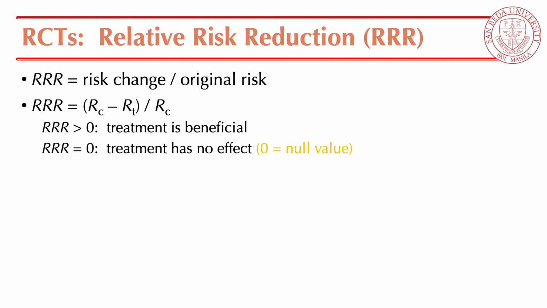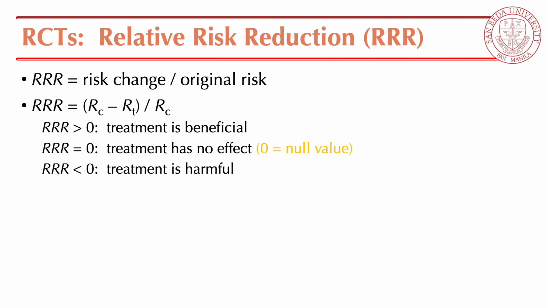So when you subtract the new risk from the baseline risk, you get a value of 0. And 0 divided by the original or baseline risk will still give you a value of 0. Thus, RRR values equal to 0 mean that the treatment has no effect. Since we are dealing with differences here instead of ratios, 0 in this sense is now the null value, or the value of no effect.